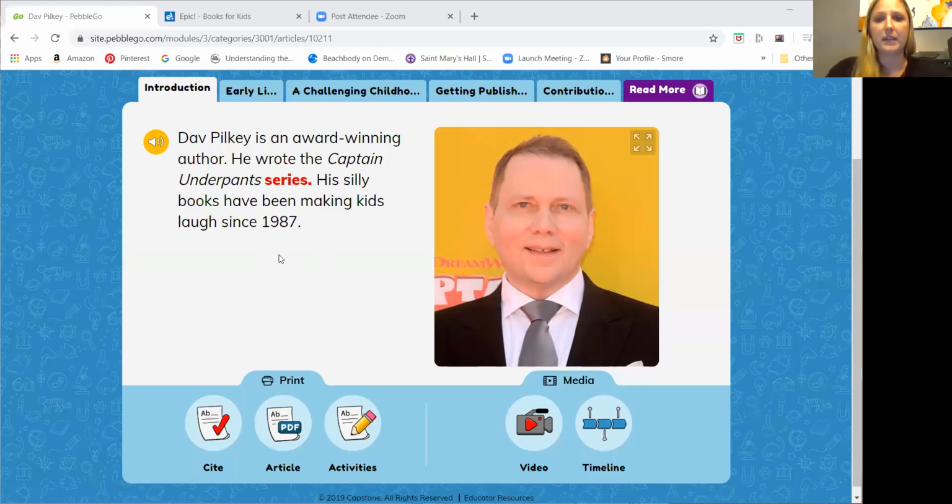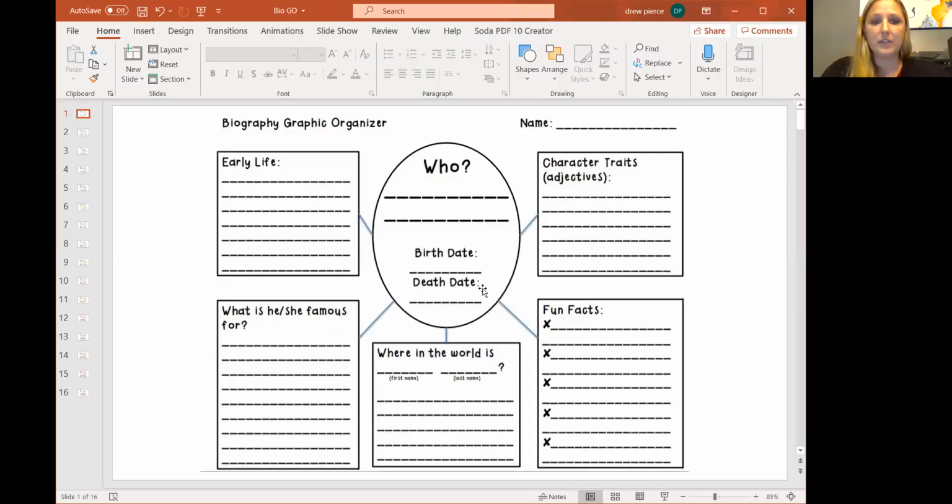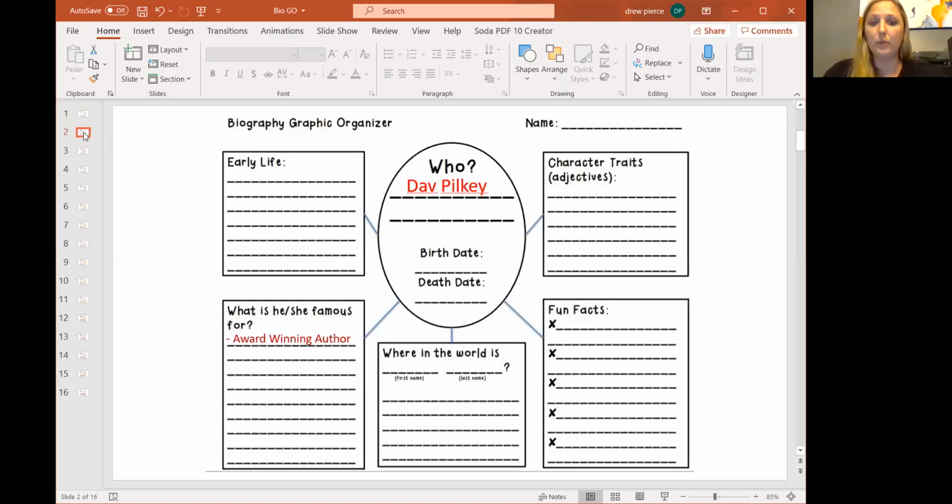So here in the introduction, I already have a couple things that I have learned and that I can fill out on my graphic organizer. So we're going to go back to my graphic organizer. On the introduction page, I can use that information to fill out who, which is Dav Pilkey. And I also got introduced to why he or she, what he's famous for. And he is an award-winning author.